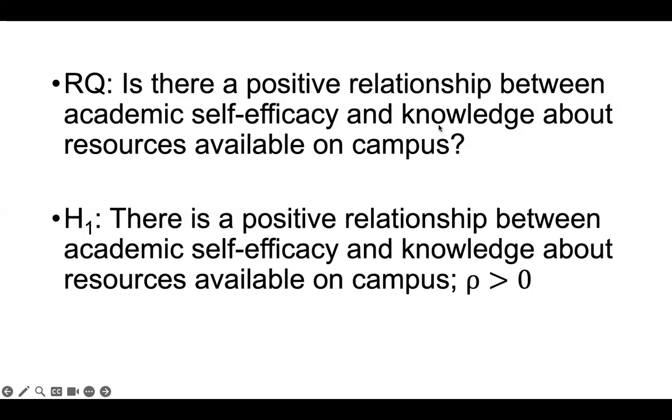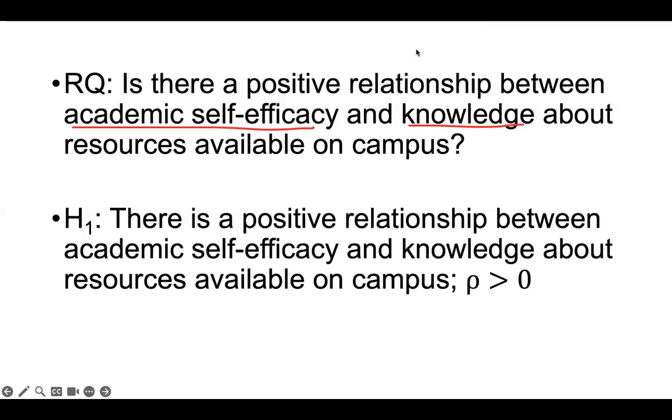We're using scales to measure this, and so we end up with a number that quantifies their knowledge on these different areas. The first variable that we're looking at is academic self-efficacy. This is continuous. And then we have knowledge about resources on campus, which is also continuous. So we are going to go ahead and look at that in Jamovi.